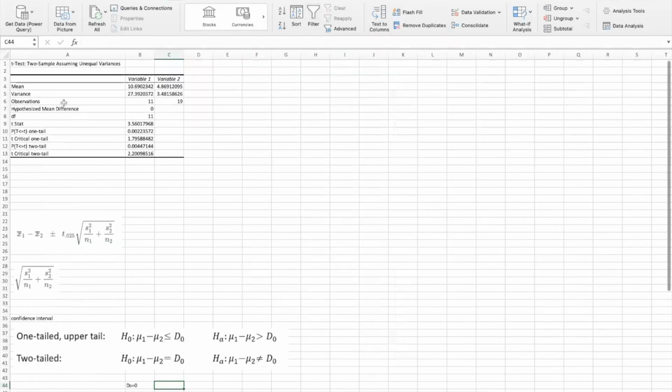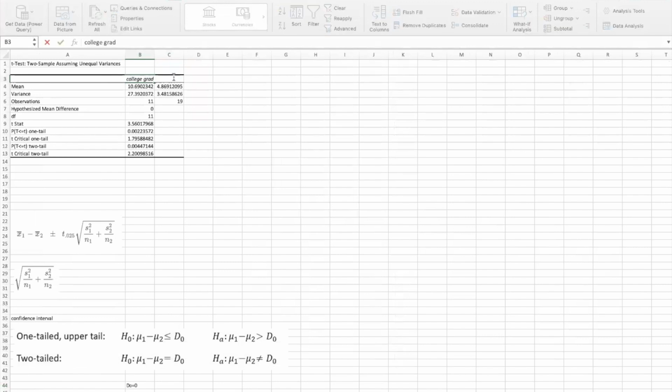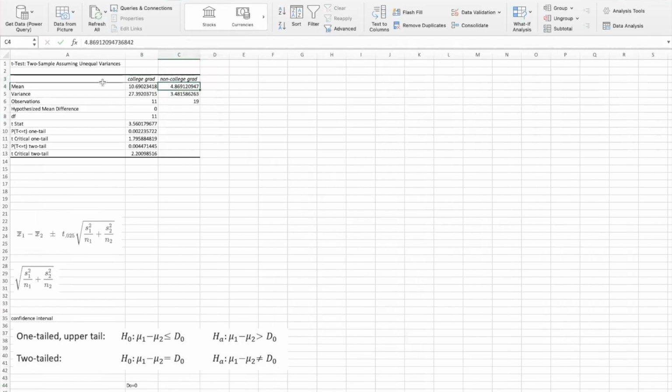Then you will see it generates a table like this, okay? You will see we have two variables. Variable 1 is for our college graduates, and variable 2 is for non-college graduates, okay? From this analysis, it gives you the mean, which means this is the average hourly wage for college graduates, and this is the average hourly wage for non-college graduates. And then we also have their variances and observations. In total, we have 30 observations, right? And 11 people graduated from college and 19 people are non-college graduates.